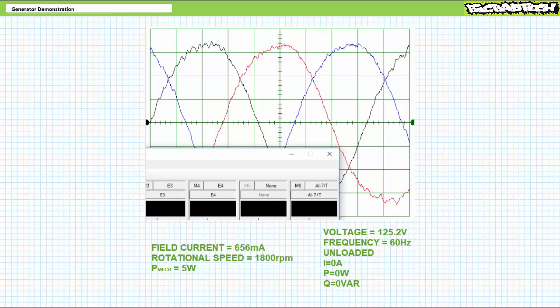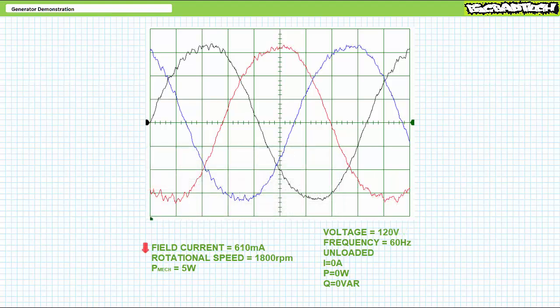When I decrease mechanical power input, rotational speed drops to 1800 RPM, returning frequency to the desired 60 Hz. At the present level of field current excitation, voltage is still a little high at 125.2 volts. When I dial field current back to 610 milliamperes, output voltage settles back to the desired 120 volts. There you have it. Part 1 and 2. Load-induced voltage and frequency variations for isolated synchronous generators.